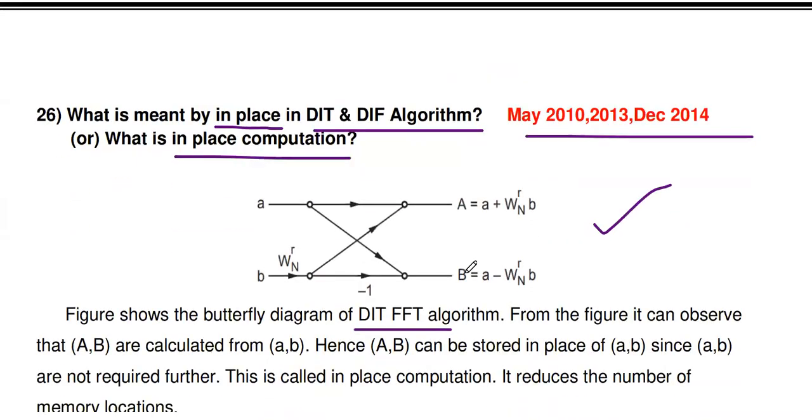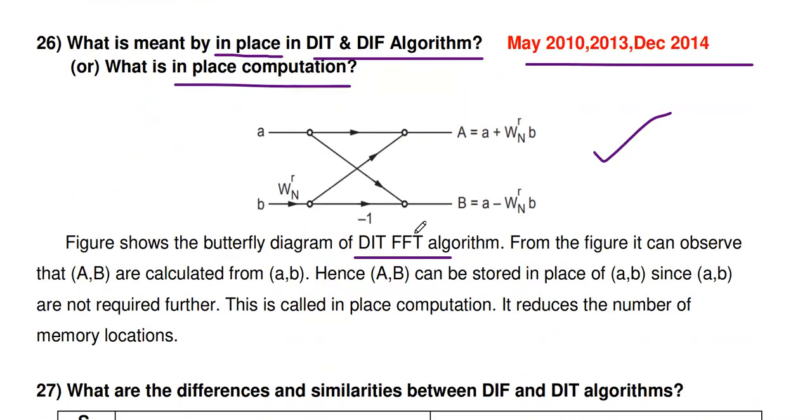Here, for example, we are taking the DIT FFT algorithm. In that, you see, small a and small b are the inputs applied, that is x of n, to that algorithm. Capital A and capital B are the outputs of this algorithm. So capital A equals a plus W_N power r into b, and capital B equals a minus W_N power r into b.